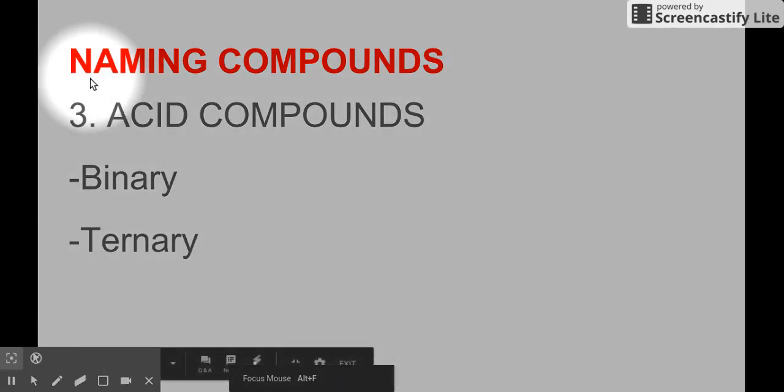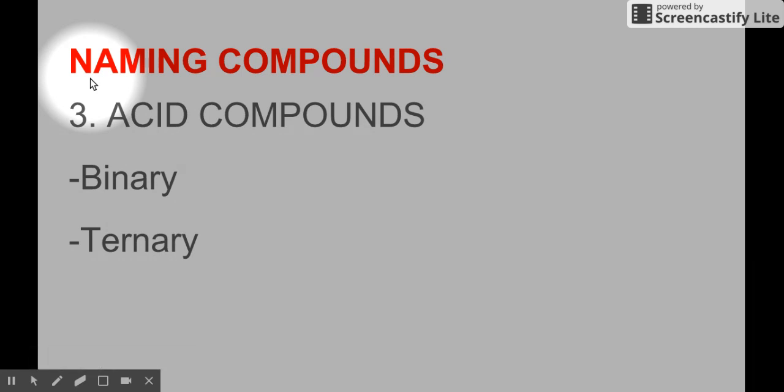Okay, so we're on to the last part of writing chemical formulas and naming compounds. We'll have a special category for compounds, which we call the acid compounds. Because they have a different mechanism for writing chemical formulas and naming them, we need a separate discussion for this. Acid compounds behave like ionic compounds. When you write the chemical formula, you just have to do the crisscrossing.